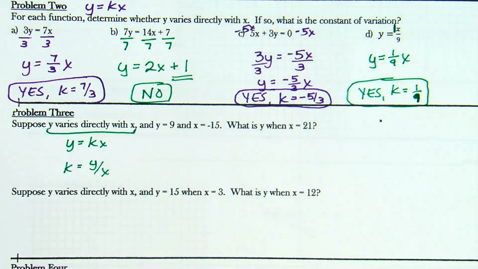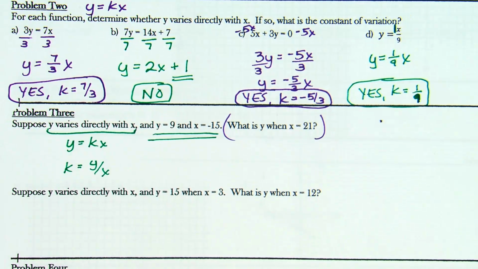Now, with that in mind, they give us a set of information. Forget the question for now. Y is 9 and x is negative 15. If they're giving me an x and a y value, what can that help me find? They can help me find k. Excellent. Officially you can use either of these equations.